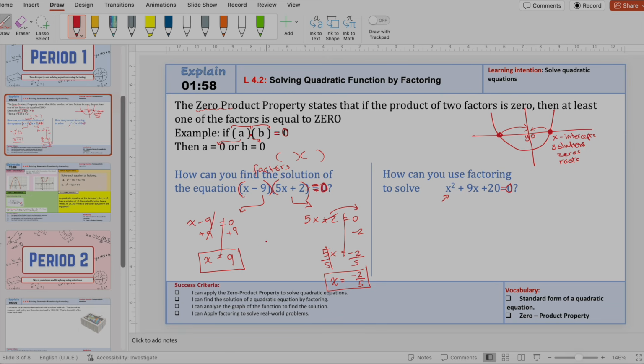Remember, quadratic functions usually have either two zeros if they intercept the x-axis twice, or maybe they have one zero if it's the vertex that is touching the x-axis, or maybe they have no zeros, no solutions, if the whole quadratic function is above the x-axis and heading upward, never intercepting the x-axis. So here no solution, here one solution, and here two solutions. You cannot have more.